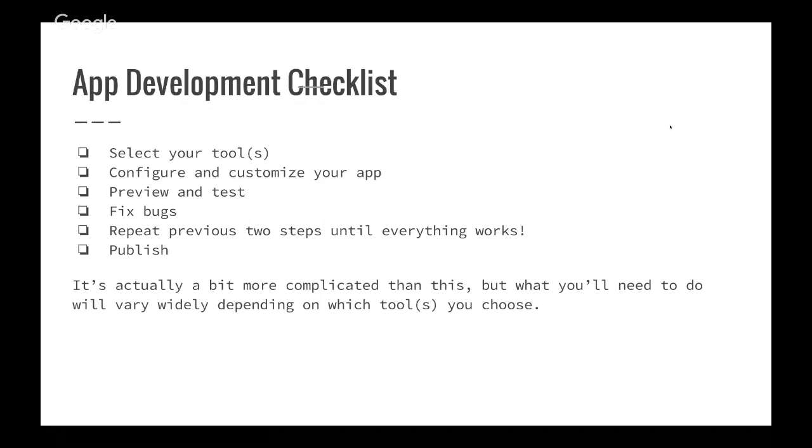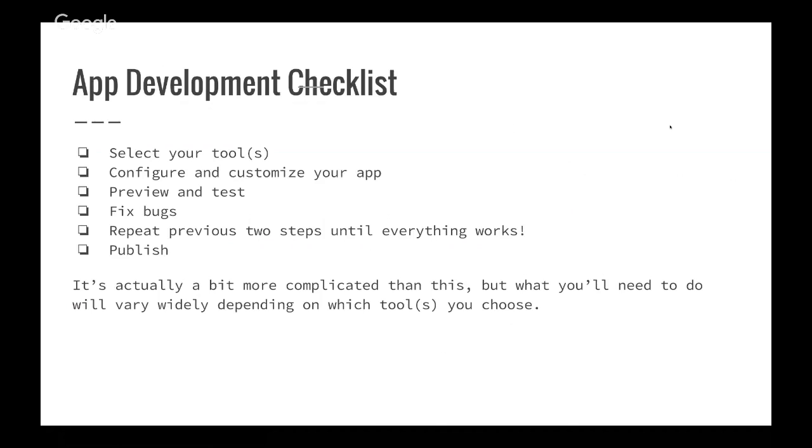I say bugs because I'm a programmer, so I'm usually fixing bugs that need fixing via programming. But for some of these tools, it might just be issues like spelling errors and stuff like that. So you need to fix those. And then after you fix them, you need to go back and repeat. So it says the next checklist item is repeat previous two steps until everything works.